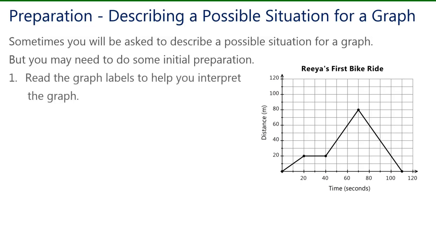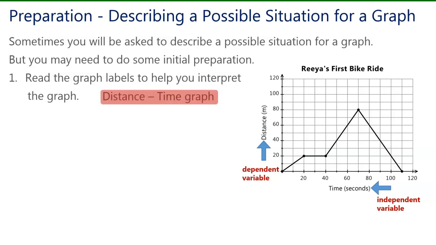Read the graph labels to help you interpret the graph. On the horizontal axis, you have time in seconds. This is the independent variable. On the vertical axis, you have distance in meters, which is the dependent variable. This is a distance-time graph.